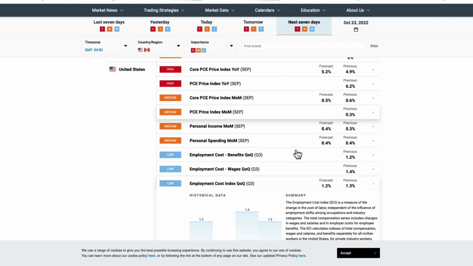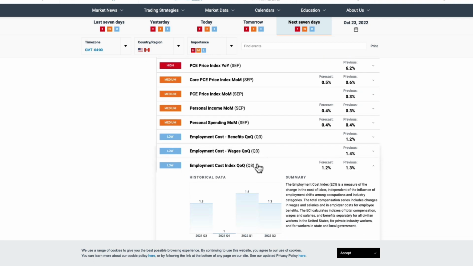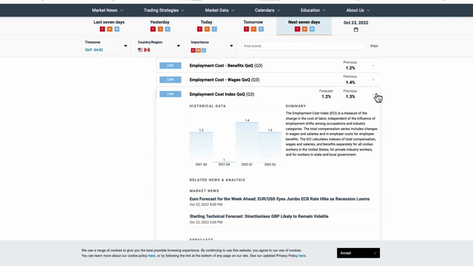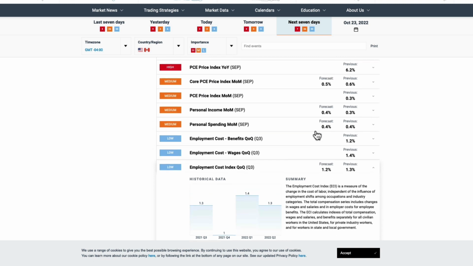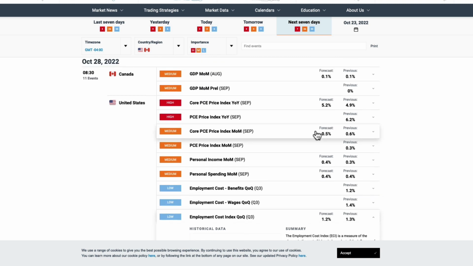Where is the number we're looking for here? The employment cost index down here, 1.3 previous. There it is, 1.3. It was 1.4, 1.3, expecting it to drop to 1.2. Anything 1.2, 1.1, or 1 is going to be, again, very bullish for the trend in inflation, which means if those numbers come in nice, you could end the week probably at around 3950.